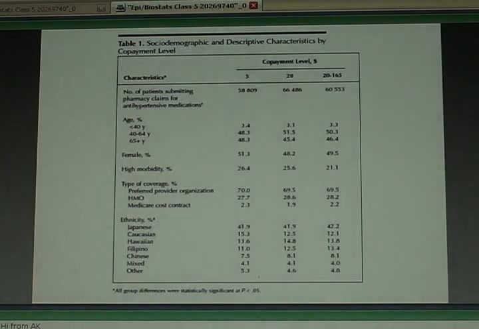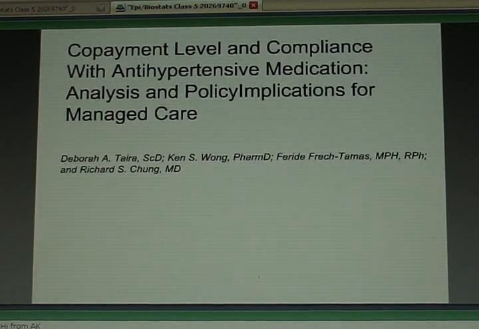$5 copay, one had a $20 copay, and one had more than a $20 copay. Table 1 gives you the number of people in each of these groups, then also describes how comparable they are. So you'll notice that this is a study made up of mostly 40 to 65-year-old people, which makes a lot of sense because what this study is looking at is antihypertensive medication.